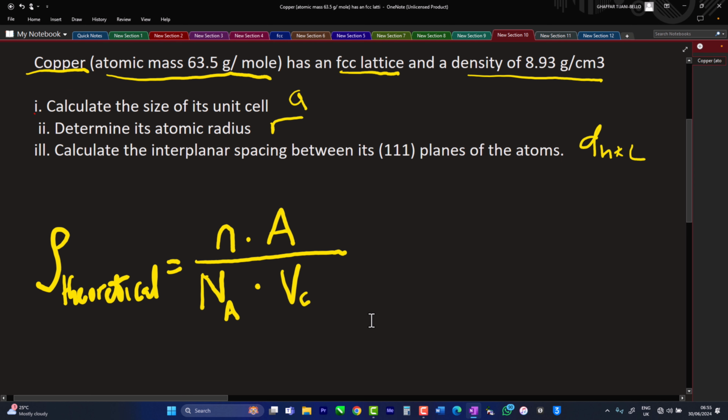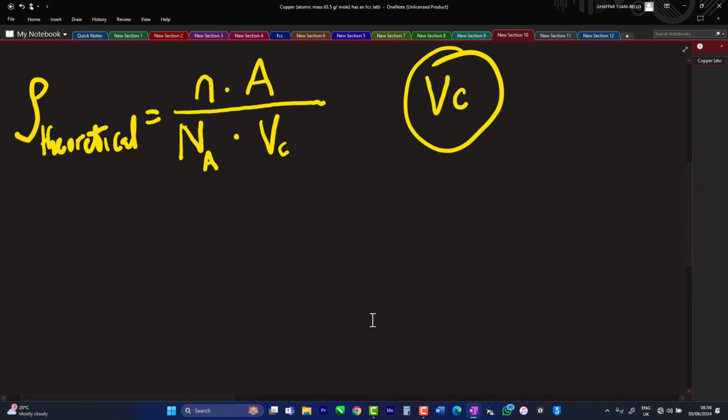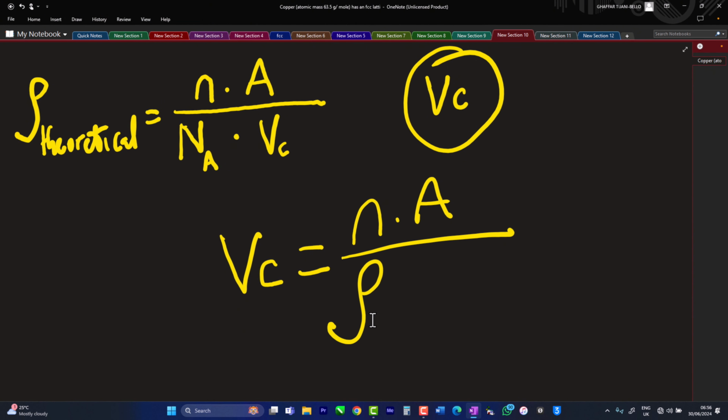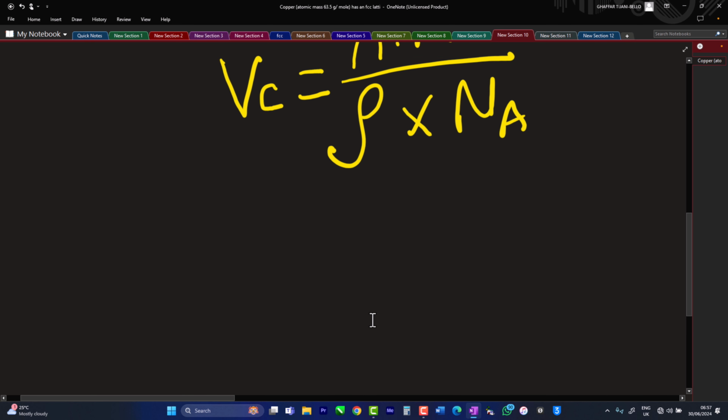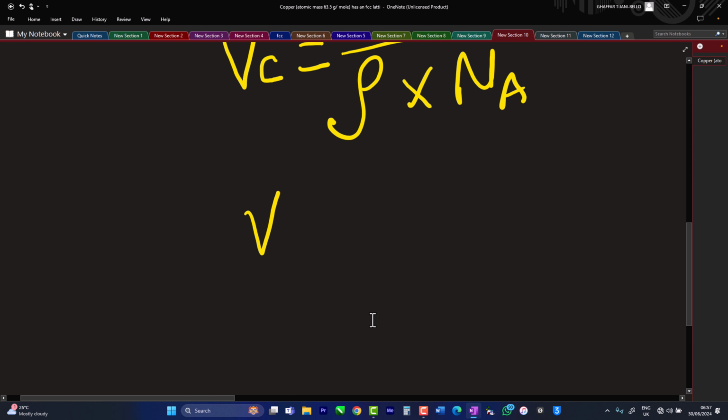So if we come here, all we have to do is make VC the subject of the formula. Therefore, making VC the subject of the formula, we have VC is equal to N times A over density times Avogadro's number. So that's all. I cross multiplied here, then I divided both sides by density and Avogadro's number. So after you do this, the next thing you want to do when you get the volume of your unit cell, we need to remind ourselves that volume of your unit cell is equal to a cubed.